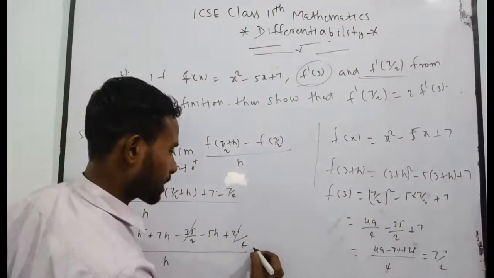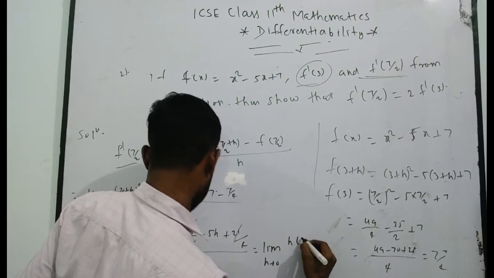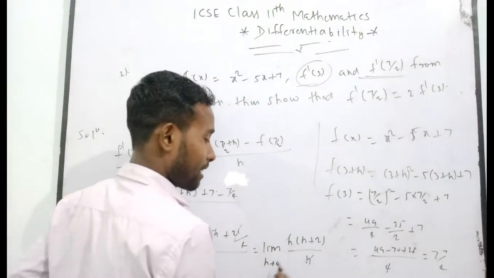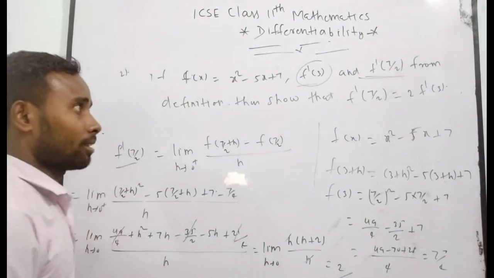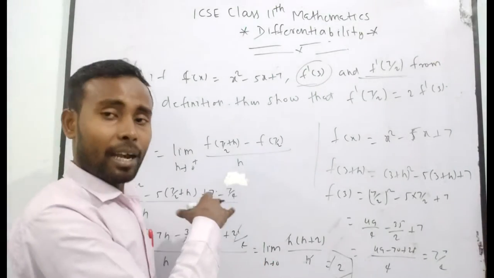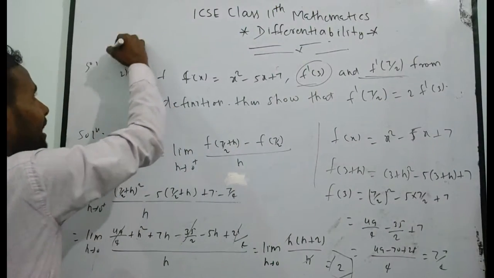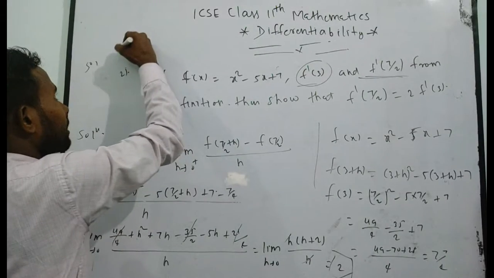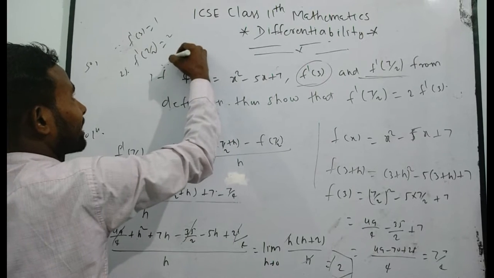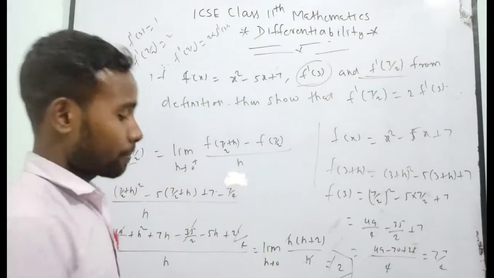After taking h common from the expression, what do you get? You get h times (h plus 2) divided by h. Have you understood? h and h cancel. Now you have to put h equal to 0, then you get 2. That means here you get f dash 7 by 2 is equal to 2, and I have already got f dash 3 is equal to 1. So since f dash 3 is equal to 1 and f dash 7 by 2 is equal to 2, can you write here f dash 7 by 2 is equal to 2 times f dash 3, simply.